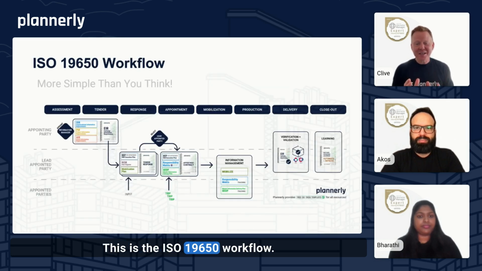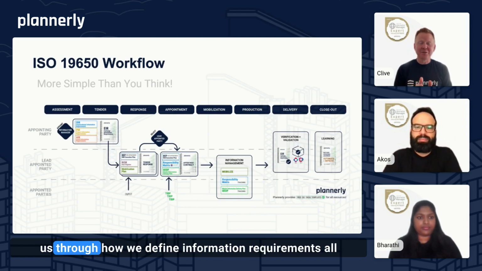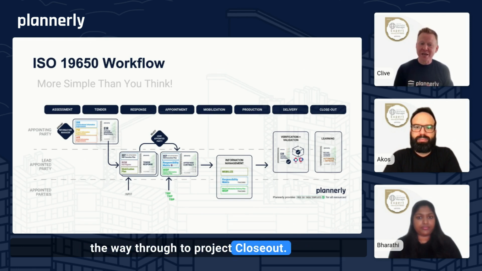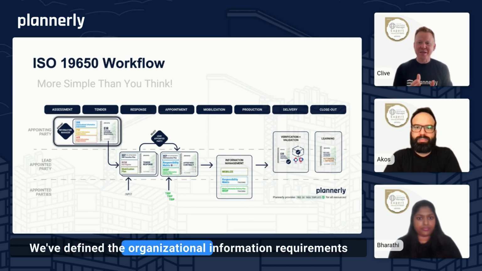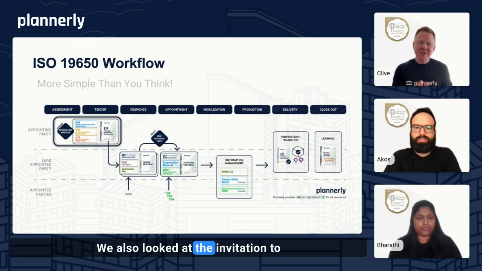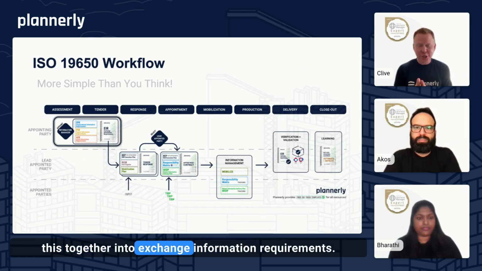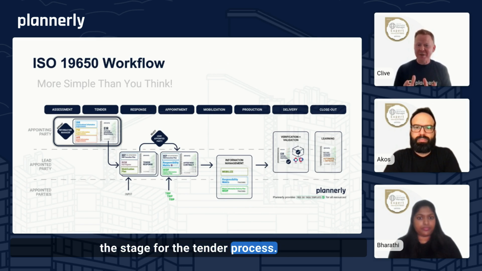This is the ISO 19650 workflow. It's a step-by-step process that guides us through how we define information requirements, all the way through to project closeout. We've already explored the assessment and needs stage. We've defined the organizational information requirements and the project information requirements. We also looked at the invitation to tender stage, where you group all of this together into exchange information requirements. We've established this and we've set the stage for the tender process.